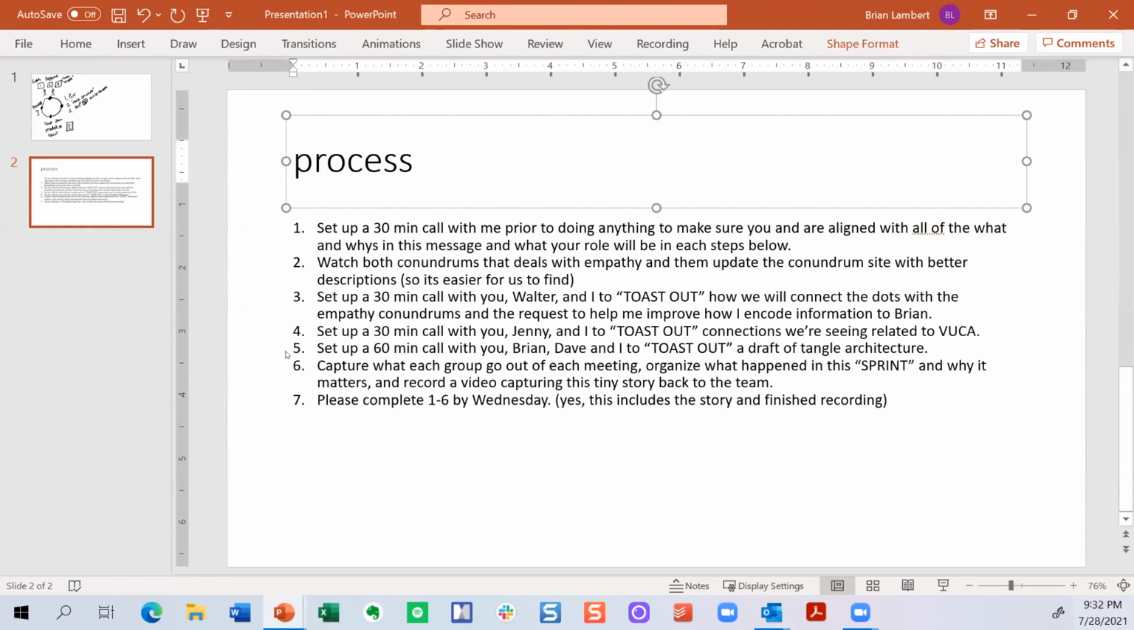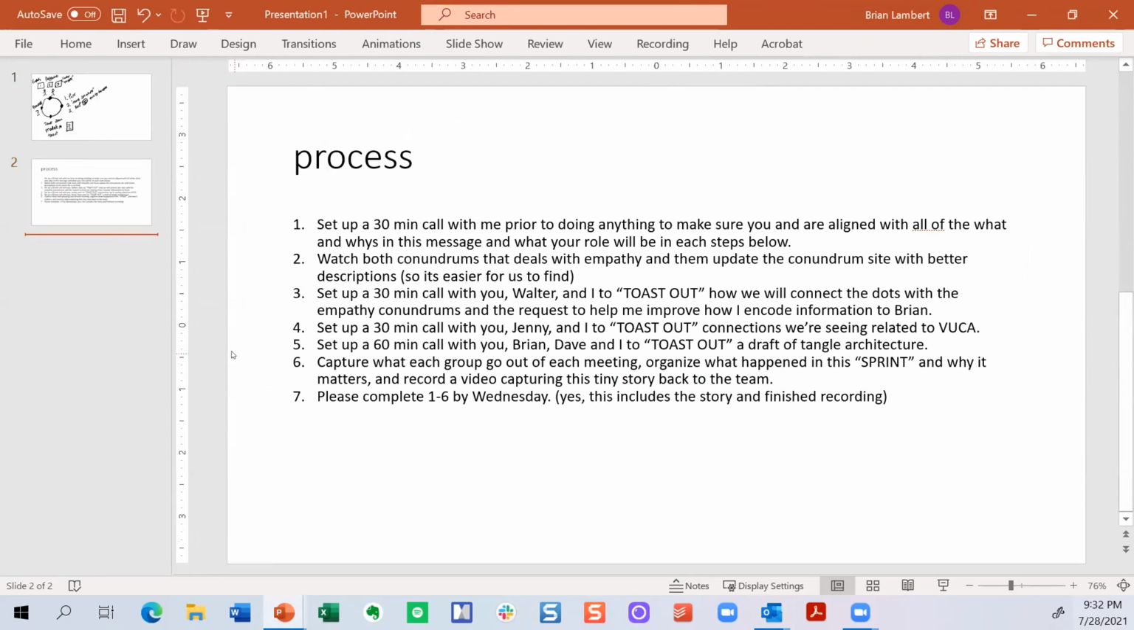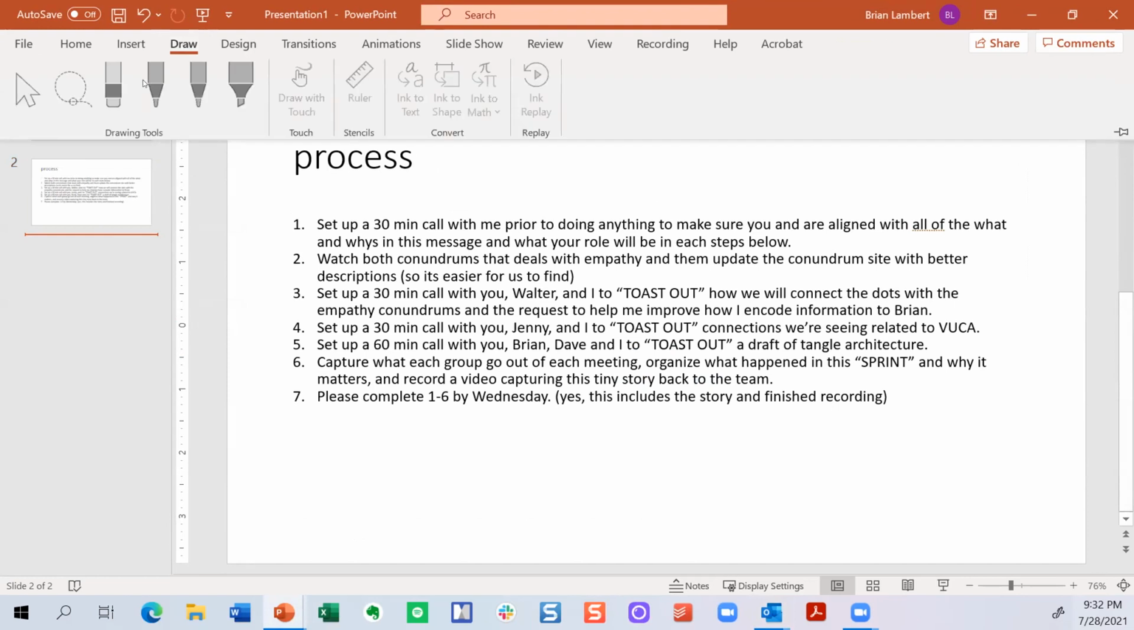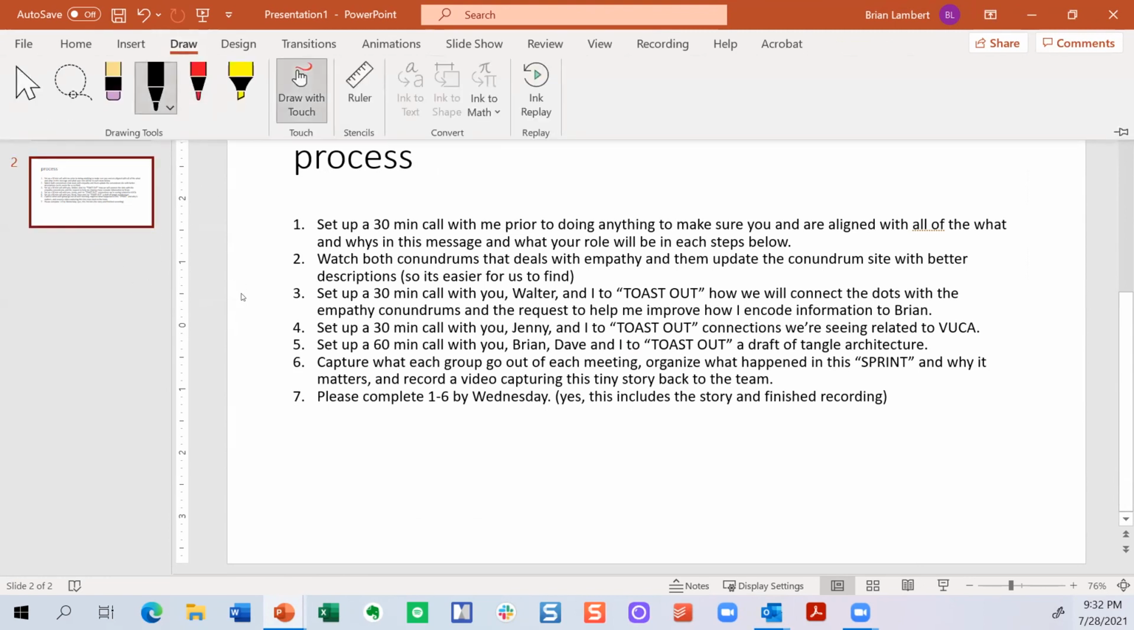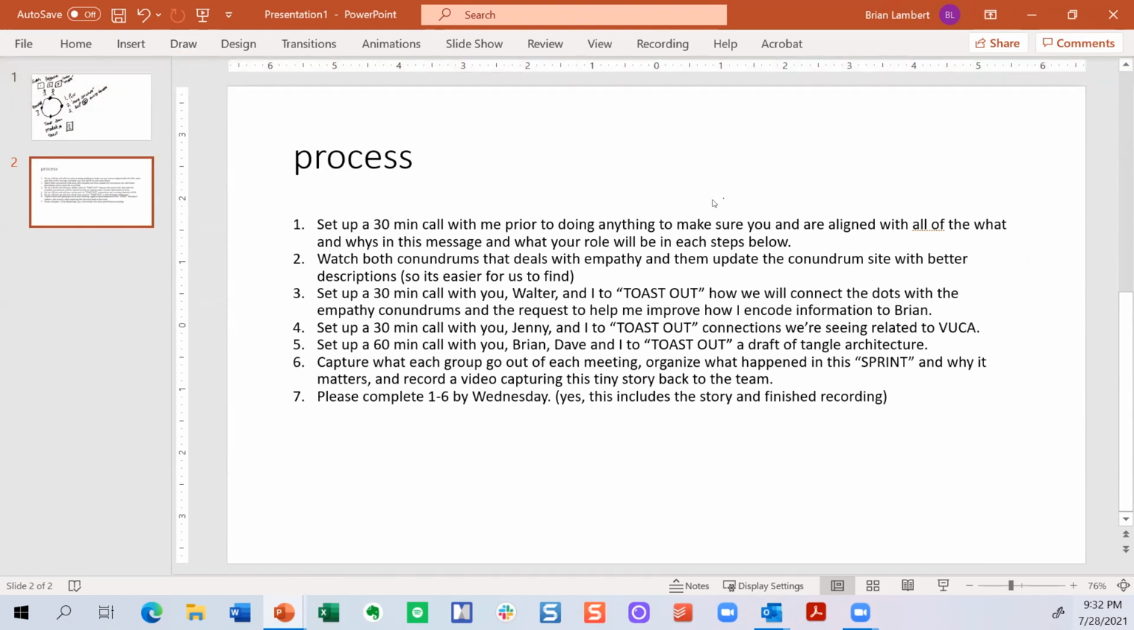So I can look at this two ways. I can look at this from, it's gonna let me draw. Come on. What's happening? It's not letting me draw. Oh, because I'm not on. Okay. I can look at this in two ways. I can look at this as a set of tasks: set up a call, watch the conundrum, set up. So there's activities here, and then there's a why. So kind of a what and a why.